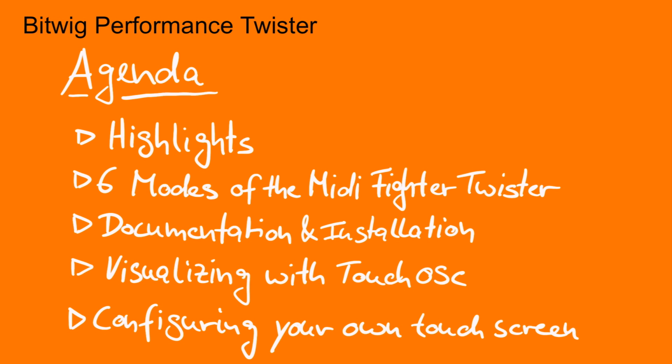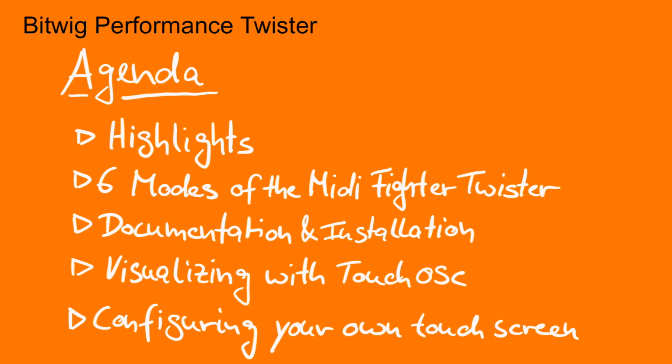This is going to be a longer video, a bit more than 1.5 hours. So let me give you the agenda, because we're really covering some details. First of all, I'd just like to give you the highlights of the script. I called the script the Bitwig Performance Twister. So if you just want to have a look at what the script can do for you, just check the first few minutes with the highlights.